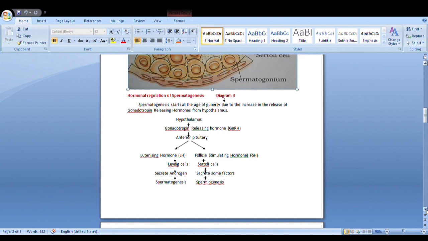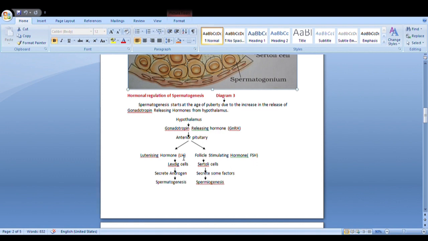We can see the hormonal regulation in the form of a flow chart. First, here given hypothalamus. From the hypothalamus, gonadotropin releasing hormone is released, that is GnRH. This gonadotropin releasing hormone reaches anterior pituitary lobe, and from the anterior pituitary lobe, two types of hormones are released. They are luteinizing hormone or LH and follicle stimulating hormone or FSH.